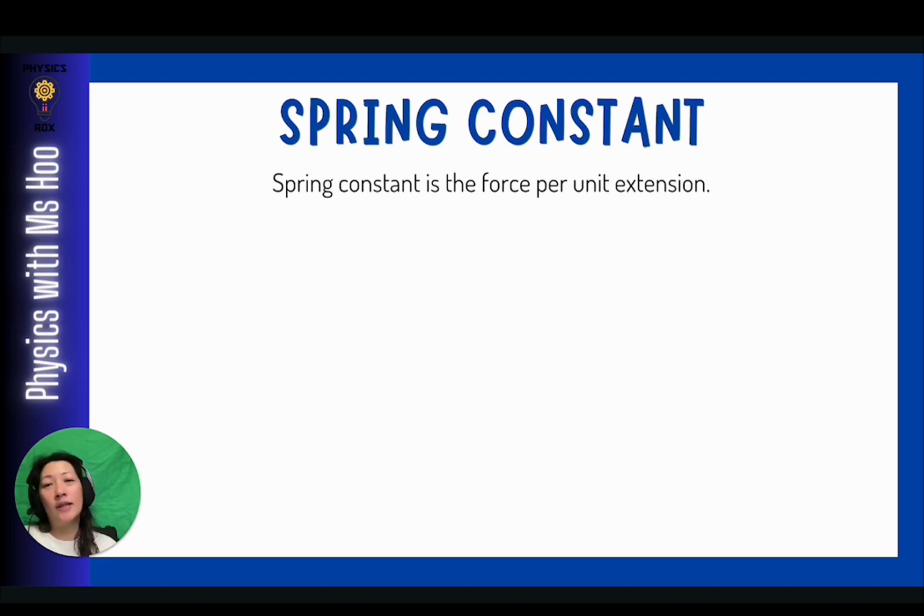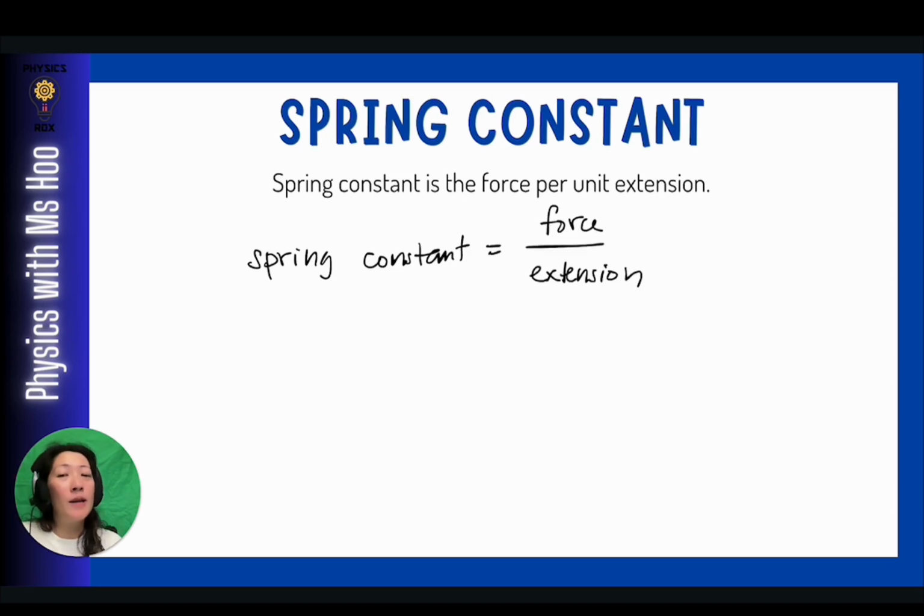The definition is actually derived from the formula, but because I've given you the definition, I'm going to write the formula out now based on the definition. So the spring constant is the force applied per extension. The formula is normally written in symbol form. So the symbol for spring constant is K, force is F, and extension is X.